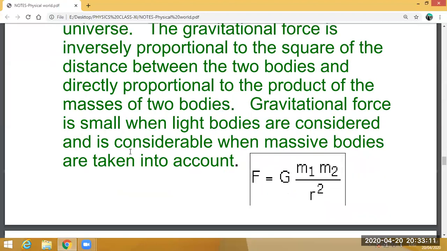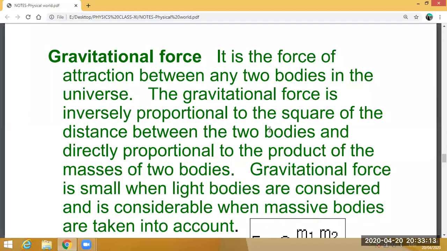So try to understand. Gravitational force is a basic force, a fundamental force. It is the force of attraction between any two bodies in the universe due to having mass. The gravitational force is inversely proportional to the square of the distance between the two bodies and directly proportional to the product of the masses of the two bodies, that you would have studied in class 9th.